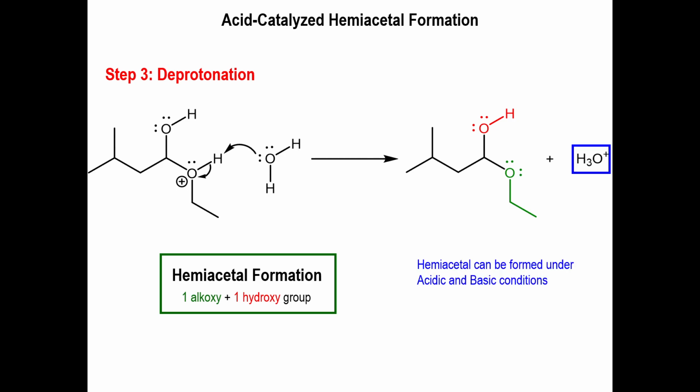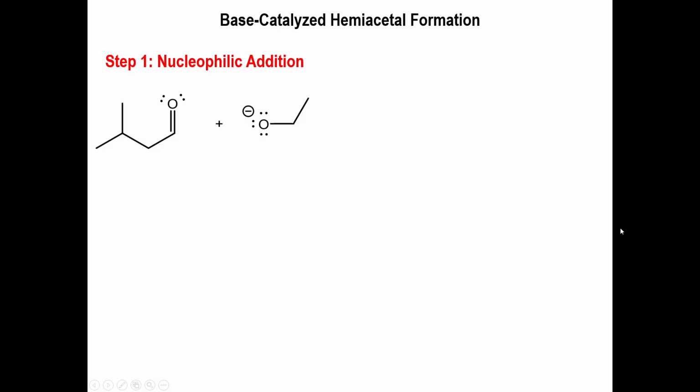All right, and so you know the hemiacetal can be formed both under acidic and basic conditions. So it doesn't really matter how you start the process, you'll end up with this particular product. So let me show you how that happens under basic conditions. Pretty much you have to have the deprotonated alcohol, so ethoxide in this case.